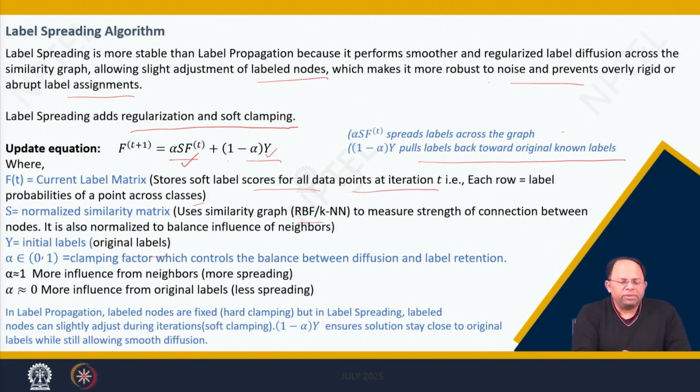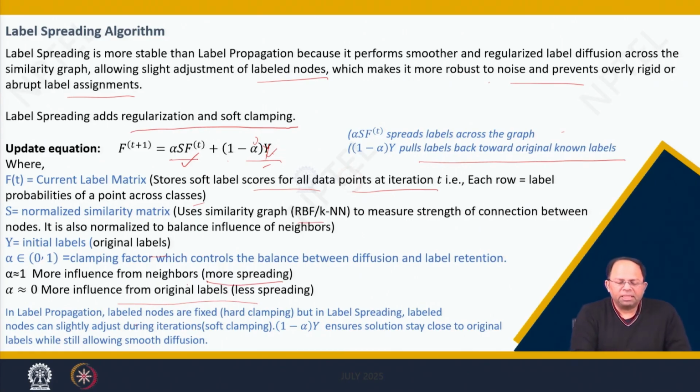And this alpha, which is between 0 and 1, is a clamping factor which controls the balance between diffusion and label retention. If alpha is almost equal to 1, we are giving more influence to neighbors, which means there is more spreading. And if alpha is almost equal to 0, there is more influence from the original label. So if alpha equals 0, the original label remains. If it is not, then there is some influence, and some change in Y is being allowed. So this is a factor which either sticks to old results or allows some change. That's why we call it a clamping factor.